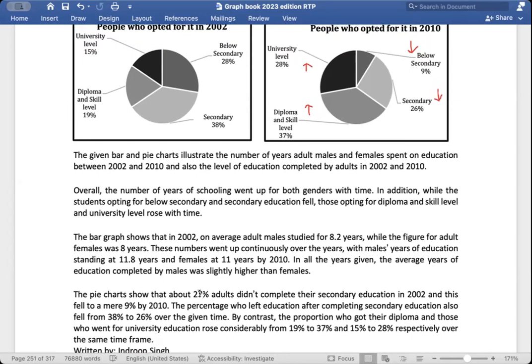This should be 28%. It is 28. And it fell to 9. 38 to 26, that is correct. And 19 to 37 is correct now. And 15 to 28 is correct.